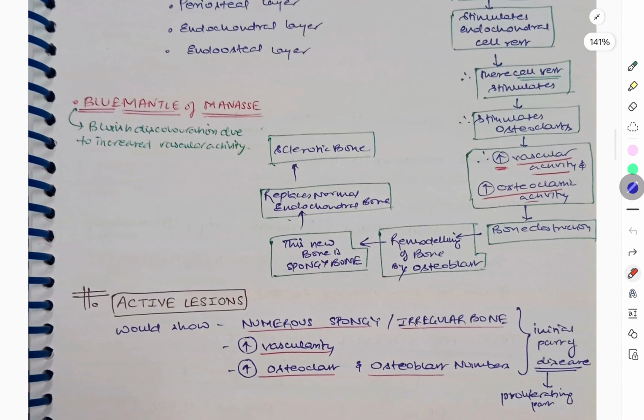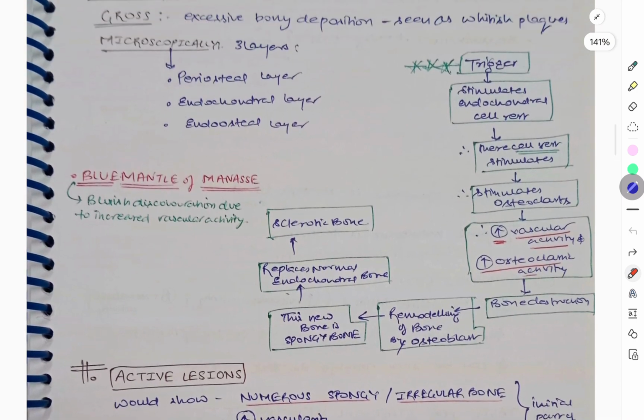Okay, so this was the pathophysiology: from the triggers, to the endochondral cell rest, then how to stimulate the osteoclast, then increased vascular activity, then remodeling by the osteoblast, spongy bone formation replacing the endochondral bone, and then at the last, sclerotic bone formation.